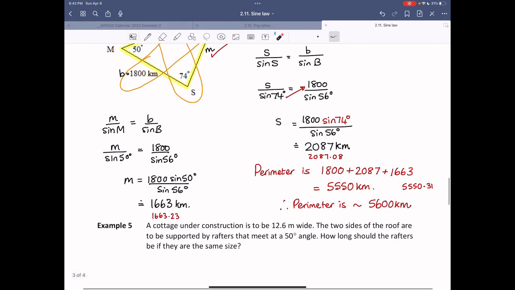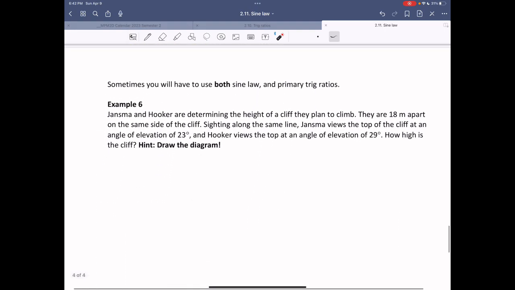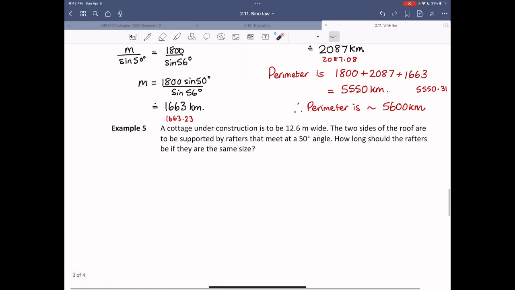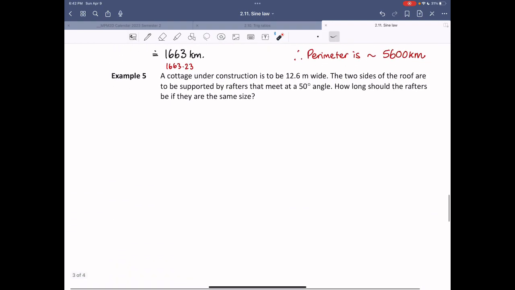Okay. Example 5, and then, oh gosh, this is a long lesson. Example 5, a cottage under construction is to be 12.6 metres wide. The two sides of the roof are to be supported by rafters that meet at a 50-degree angle. How long should the rafters be if they are the same size?